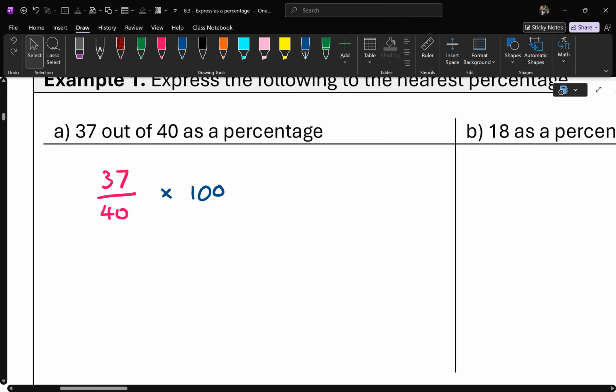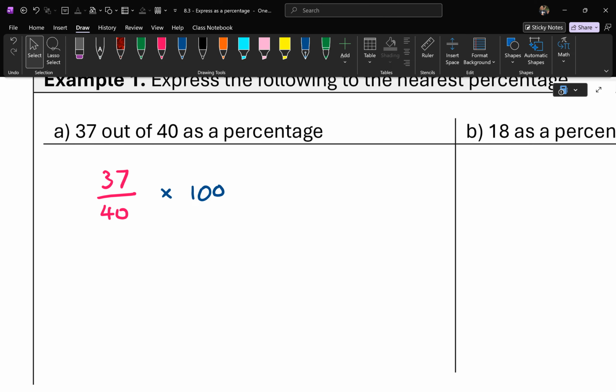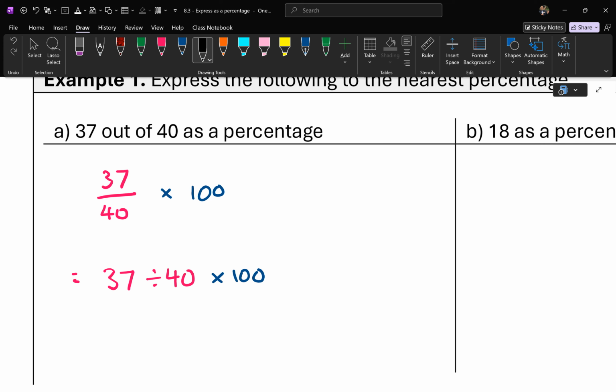Now you don't have to do this by hand because remember at the end of year exam, or for the year 12s, you just use a calculator. So here you just need to know how to convert it on a calculator. 37 and that symbol, what does the symbol mean again? Divide. So you literally type in 37 divide 40 and then times by 100, that will give you the percentage. So I'll do it on a calculator for you to see. Let's see what it looks like.